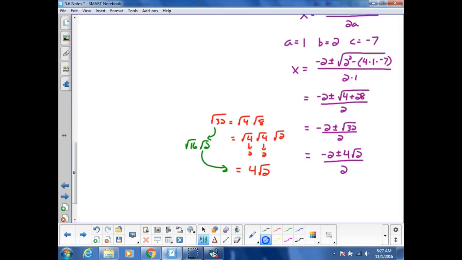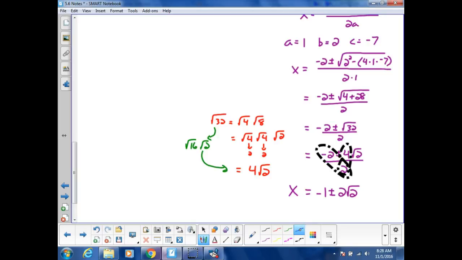Can that fraction be simplified? Yes, because of the bunny ears, right? There and there. Your bunny has 2 ears, not 3. So I don't go into the radical. Okay? So -2 divided by 2 is -1. 4 divided by 2 is 2. So I get that as my zeros.